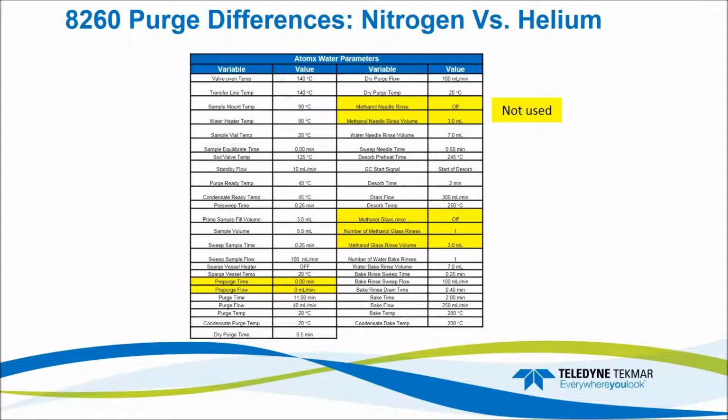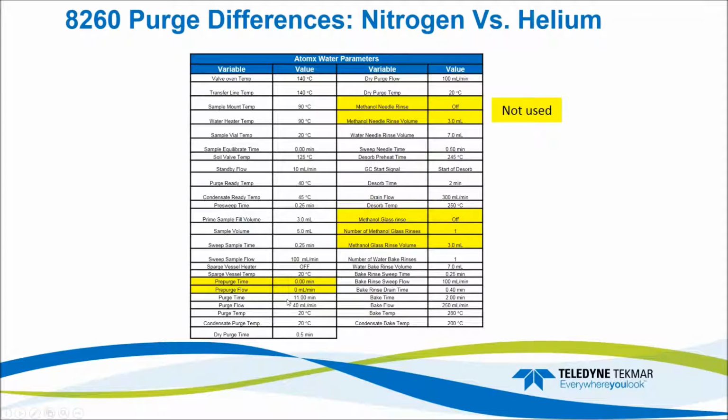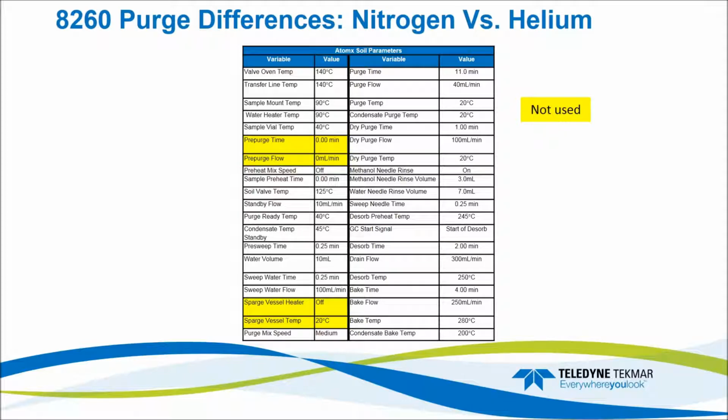I'd like to highlight here that we are still using 11 minutes of purge and 40 mils per minute flow rate. And then dry purge, again, is a very typical dry purge of a half a minute at 100 mils per minute. So 50 mils of dry purge. So very typical volumes and times and flows that we would use with helium are going to work in this case for nitrogen as well.